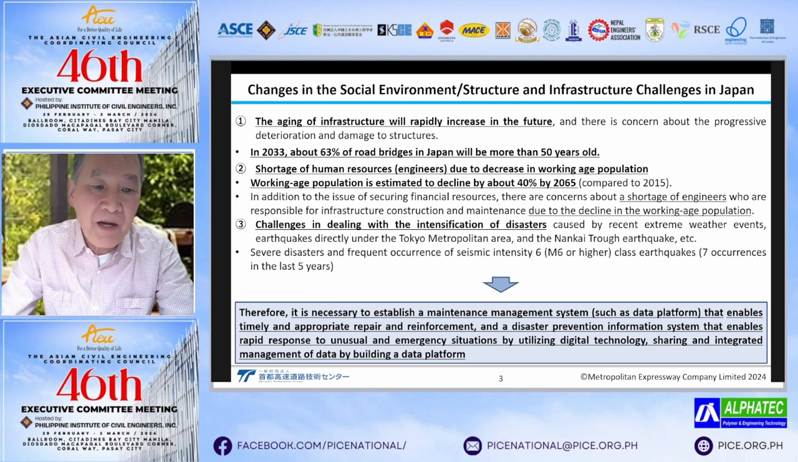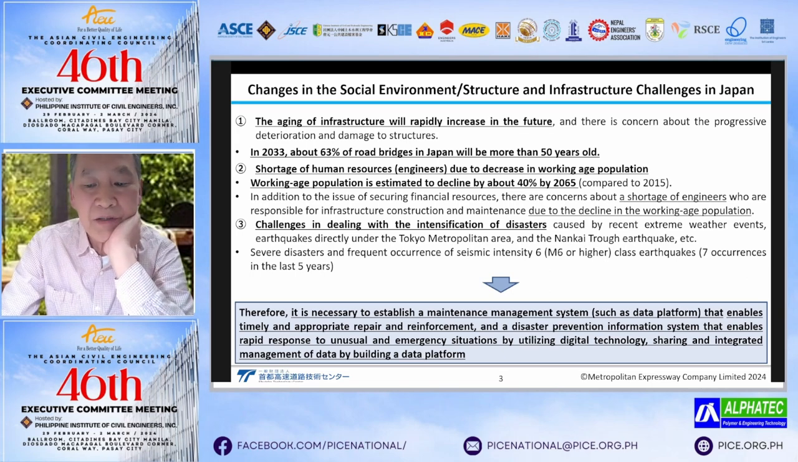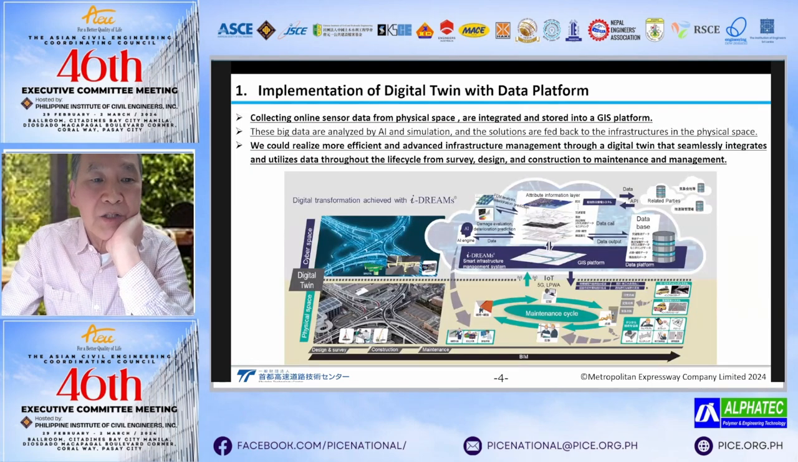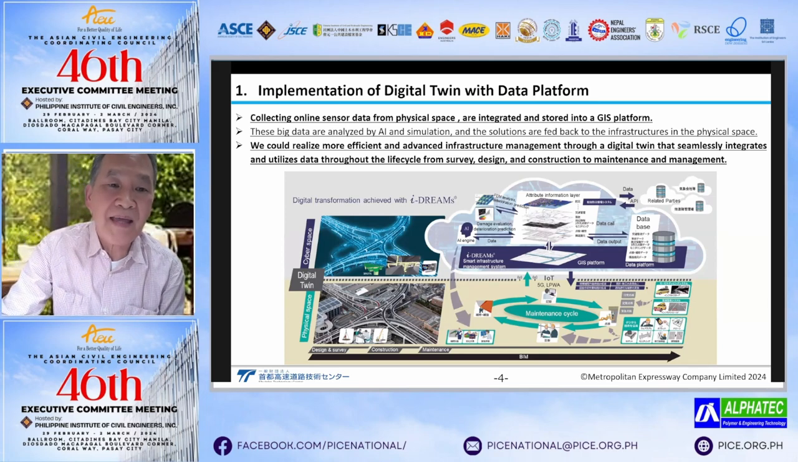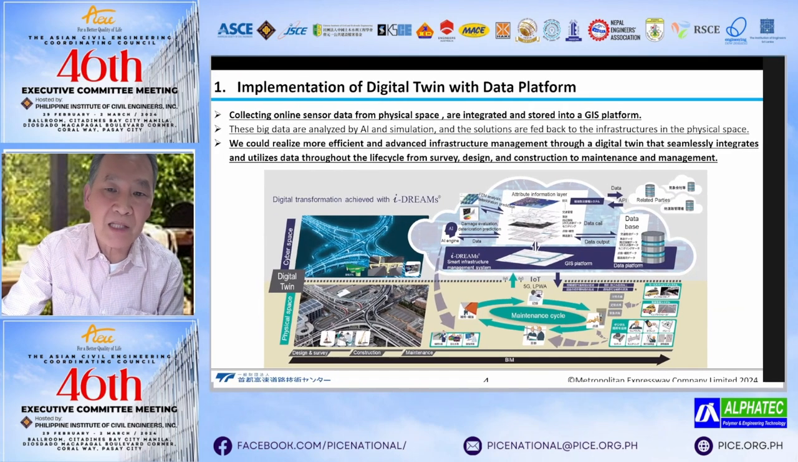Therefore, it is necessary to establish a maintenance management system, such as a platform that enables timely and appropriate repair and reinforcement, and a disaster prevention information system that enables rapid response to unusual and emergency situations, by utilizing digital technologies, and sharing and integrated management of data by building a data platform. The first issue we are now tackling is to implement the digital twin with a data platform.